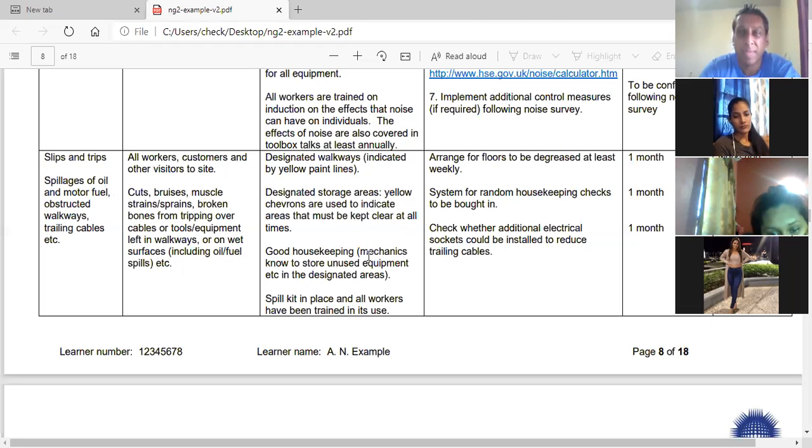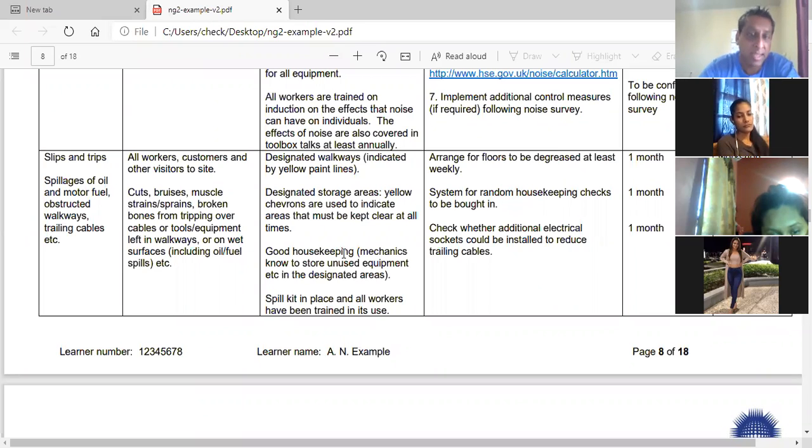So these need to be rewritten a bit because some of them have it, some of them don't. I'm telling you really from the examiner's perspective. Let me just add that you have to indicate if the current controls are suitable. If they are, you'll find that there's no need for further controls here, right? Like this doesn't make sense. If it's good housekeeping, why do we need a system for random housekeeping checks to be brought in? These two things do not make sense, right? If you had said good housekeeping, there would have been no need to go and check housekeeping at random.